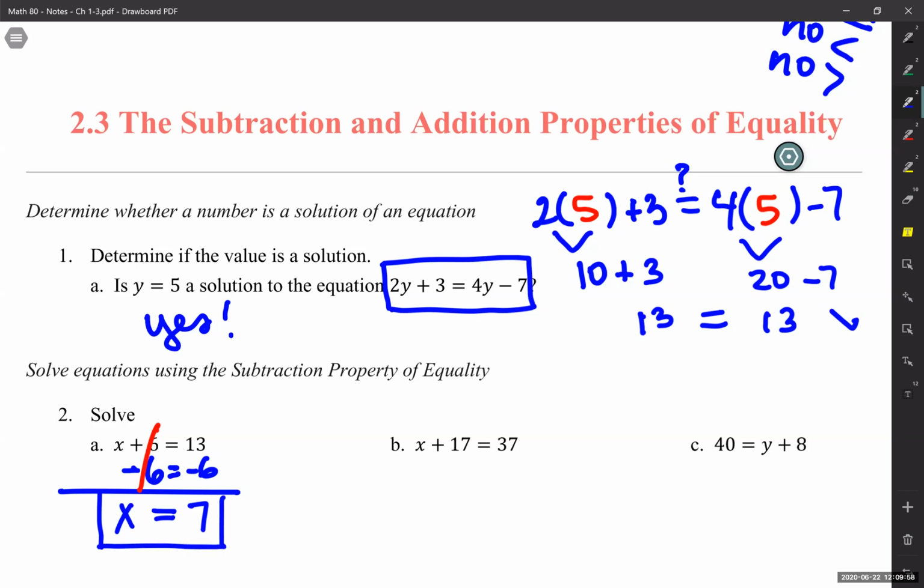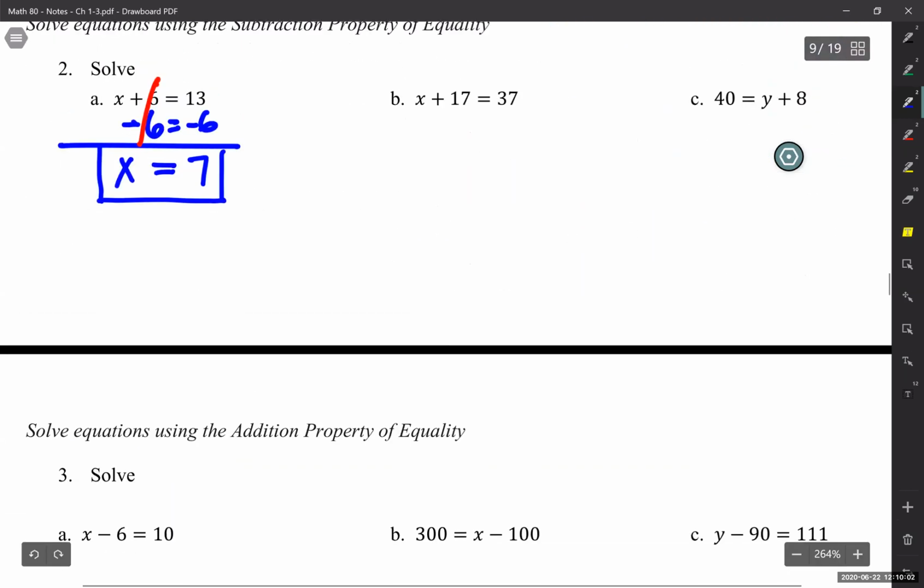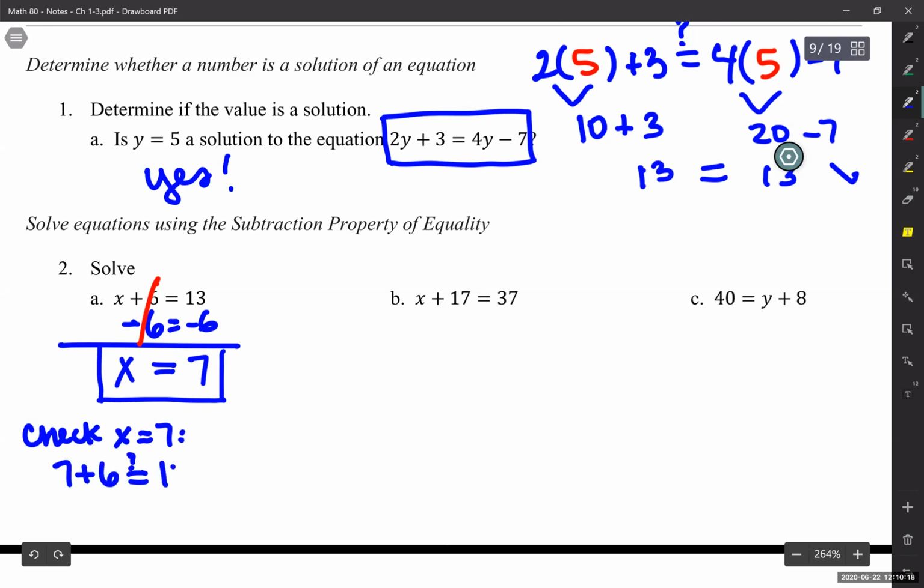sure x equals 7. Okay, next up, I'm just looking at how much space we have. Okay, good. So what you can do, especially as the problems get more complicated, is you can check. And the way we would check x equals 7 is just to plug it in. 7 plus 6, does that equal 13? And we would say yes, perfect, we got it right. If you checked it and it did not equal 13, well, then we would have some more work to do. We'd have to go back and fix the problem.